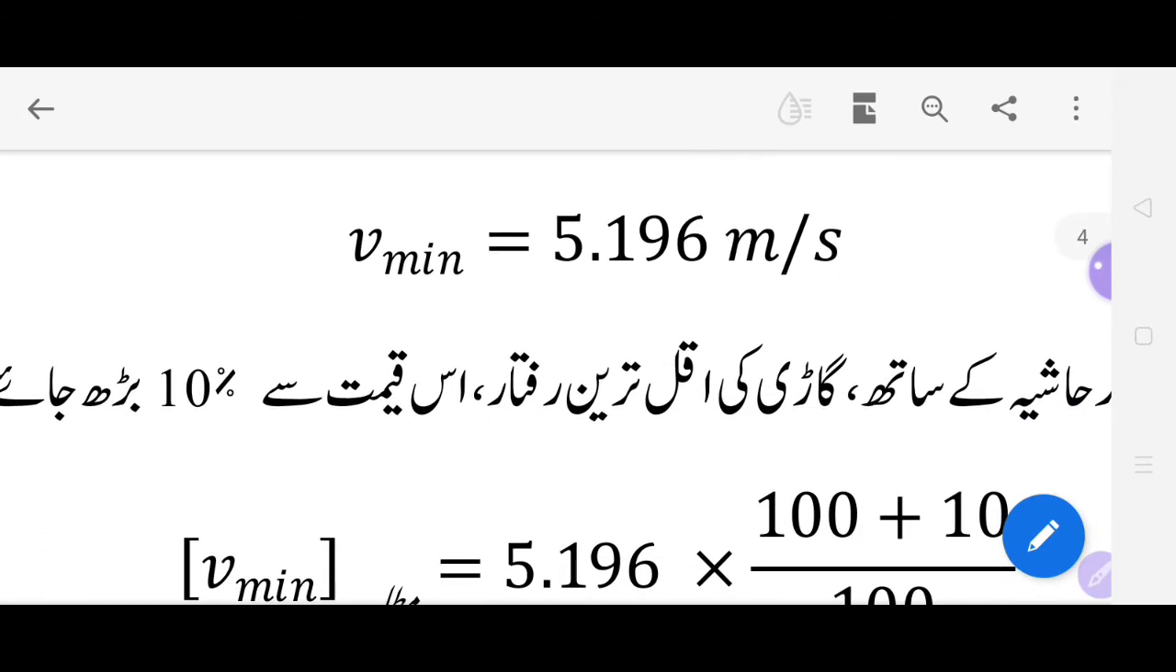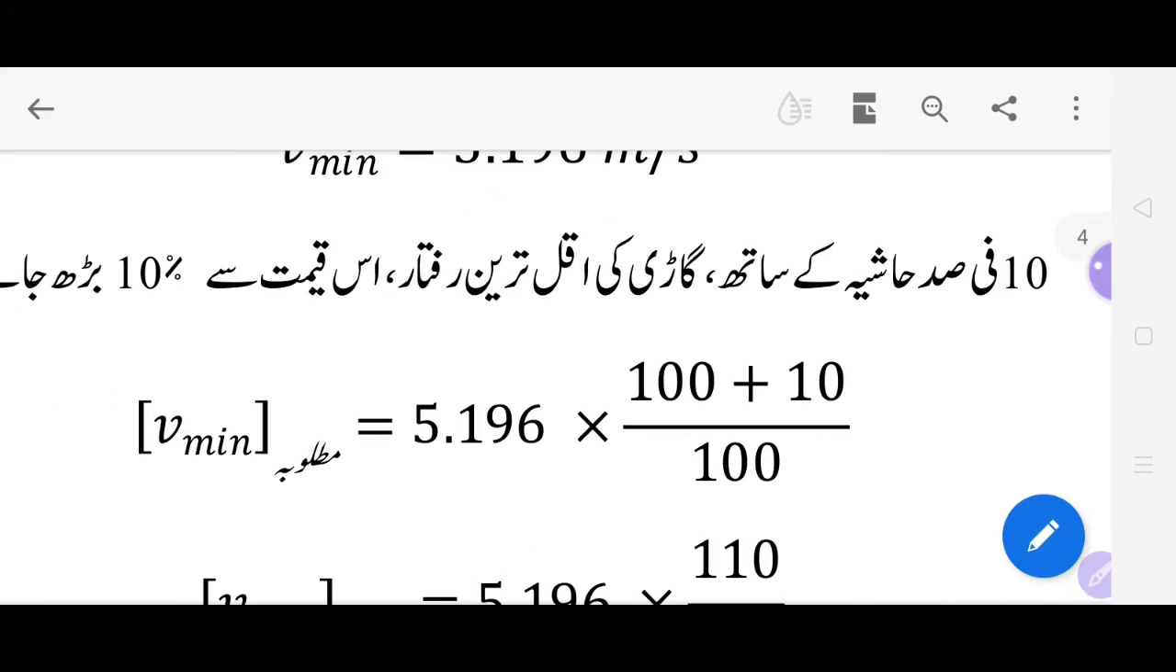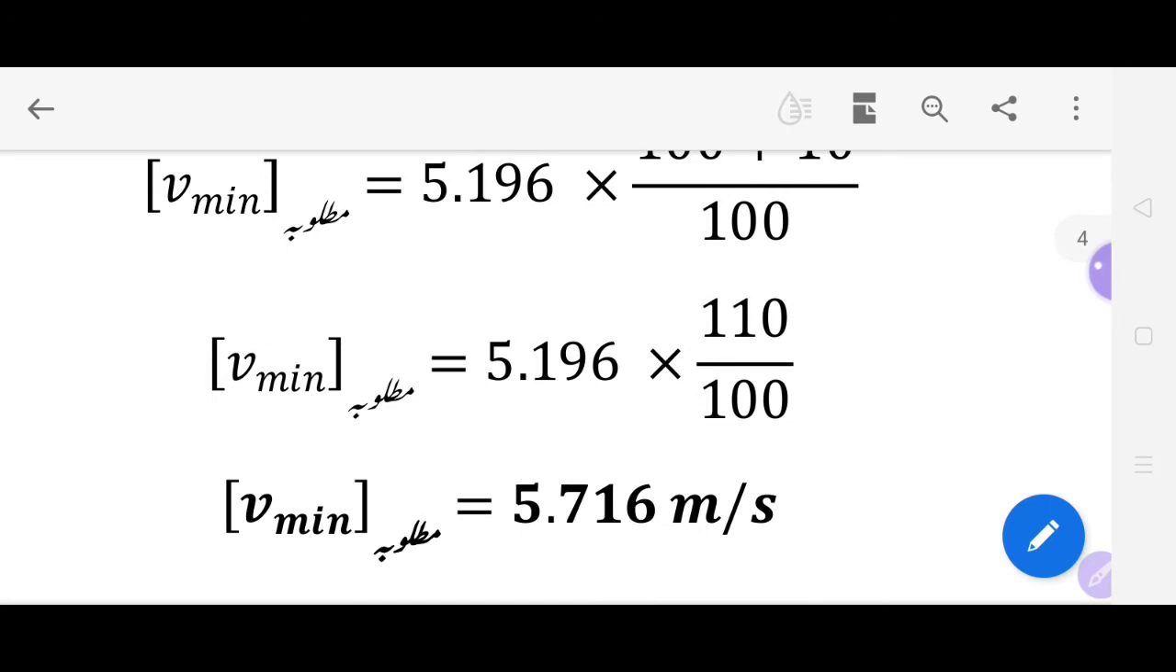Okay. So, v minimum required is equal to the v minimum which we calculated, 5.196, into 10% increase. Therefore, 10% increase means it will become 100 plus 10, means 110 divided by 100. So v minimum required will become 5.196 into 110 divided by 100.